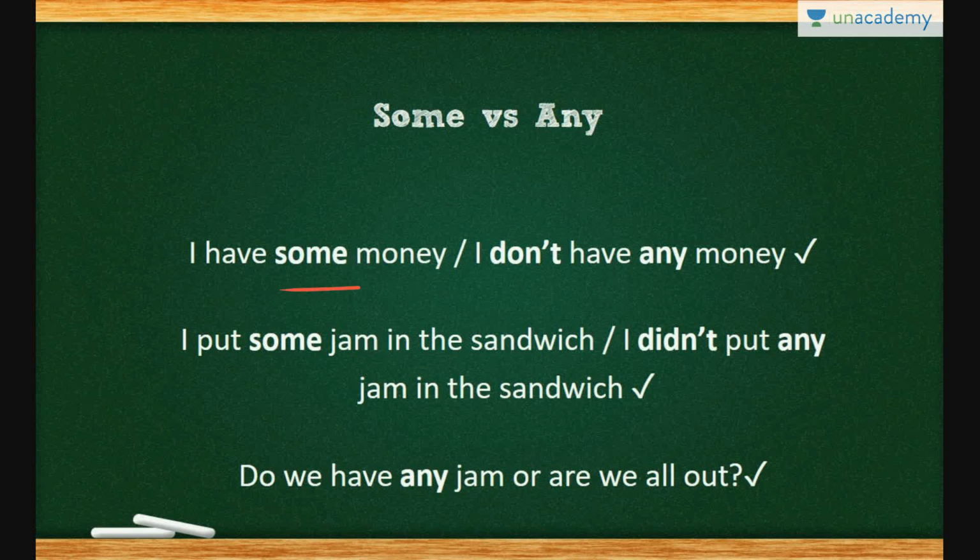I have some money. Affirmative sentence. I don't have any money. Negative. I put some jam in the sandwich. I didn't put any jam in the sandwich. Now both are correct, but one is positive and one is negative. Do we have any jam or are we all out? That means, do we have any jam at all or have we run out of jam?